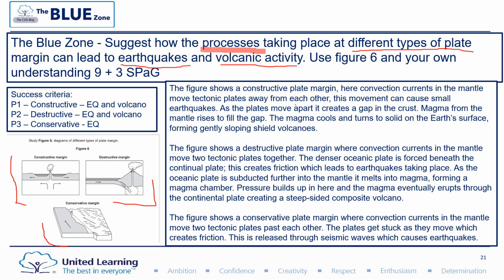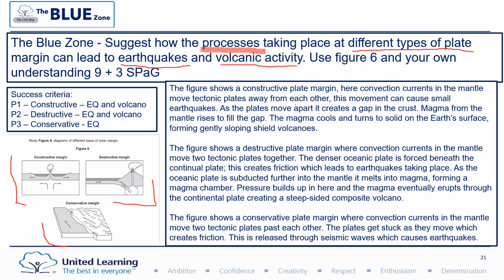The figure shows a destructive plate margin, where convection currents in the mantle move two tectonic plates together. The denser oceanic plate is forced beneath the continental plate. This creates friction, which leads to earthquakes taking place. As the oceanic plate is subducted further into the mantle, it melts into magma, forming a magma chamber. Pressure builds up in here, and the magma eventually erupts through the continental plate, creating a steep-sided volcano.